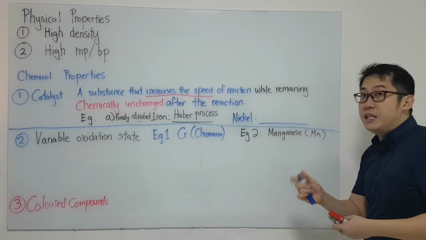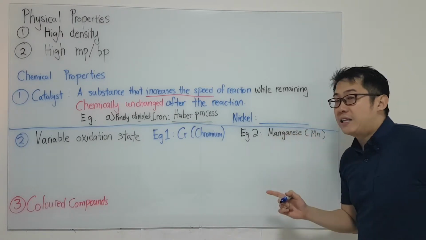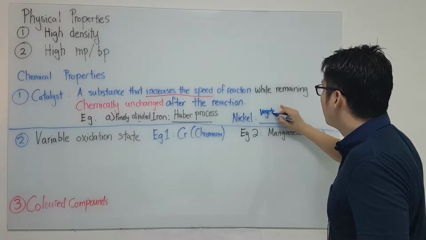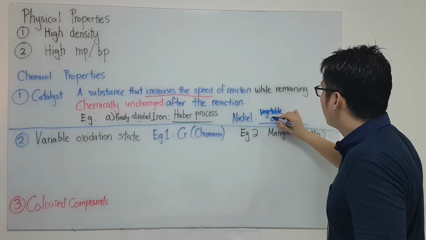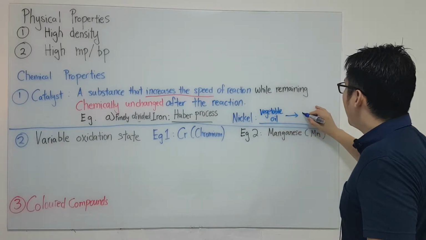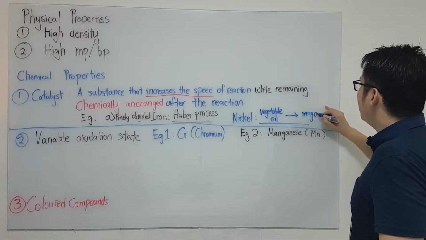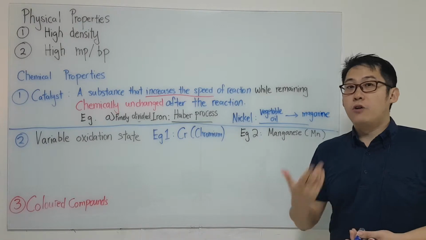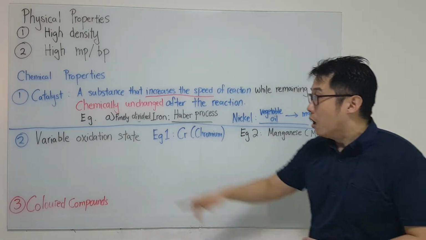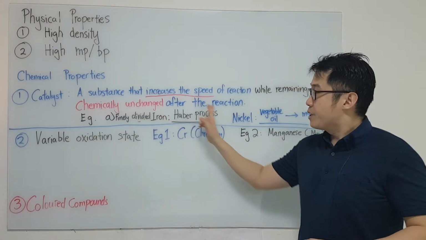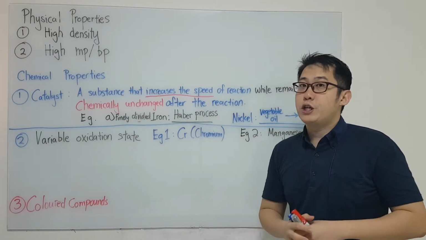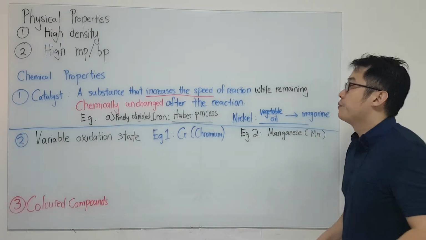Now, when it comes to nickel, nickel is also another catalyst. It is used to convert your vegetable oil to margarine. And nickel you will encounter again in the topic of organic chemistry. Now, finely divided iron, the Haber process, you can actually look at my video on ammonia where the Haber process is discussed in more detail.